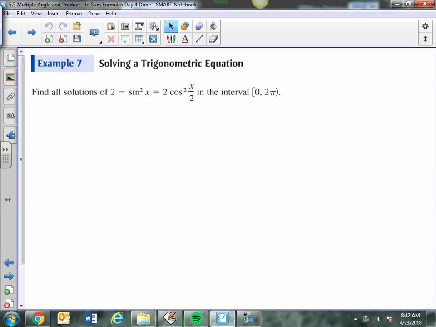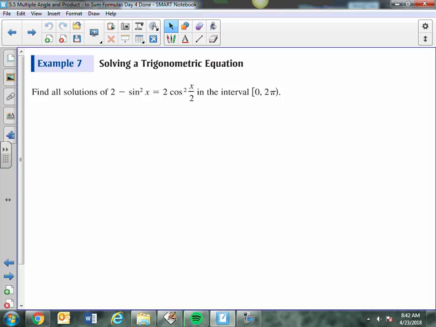All right, welcome to Pre-Calculus, Day 3 notes on Section 5.5. So today we'll be looking at examples 7, 8, and 9, and then finally tomorrow we will actually finish up on lesson 5.5. There are quite a bit of formulas in this one, so it's good to take a little bit at a time.